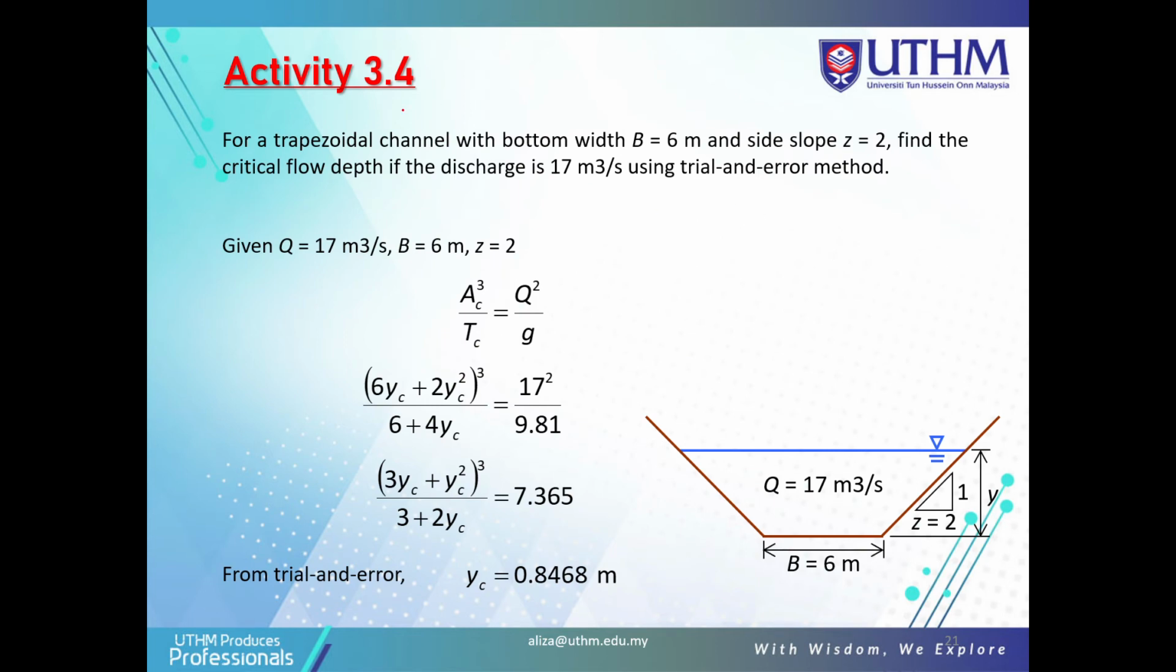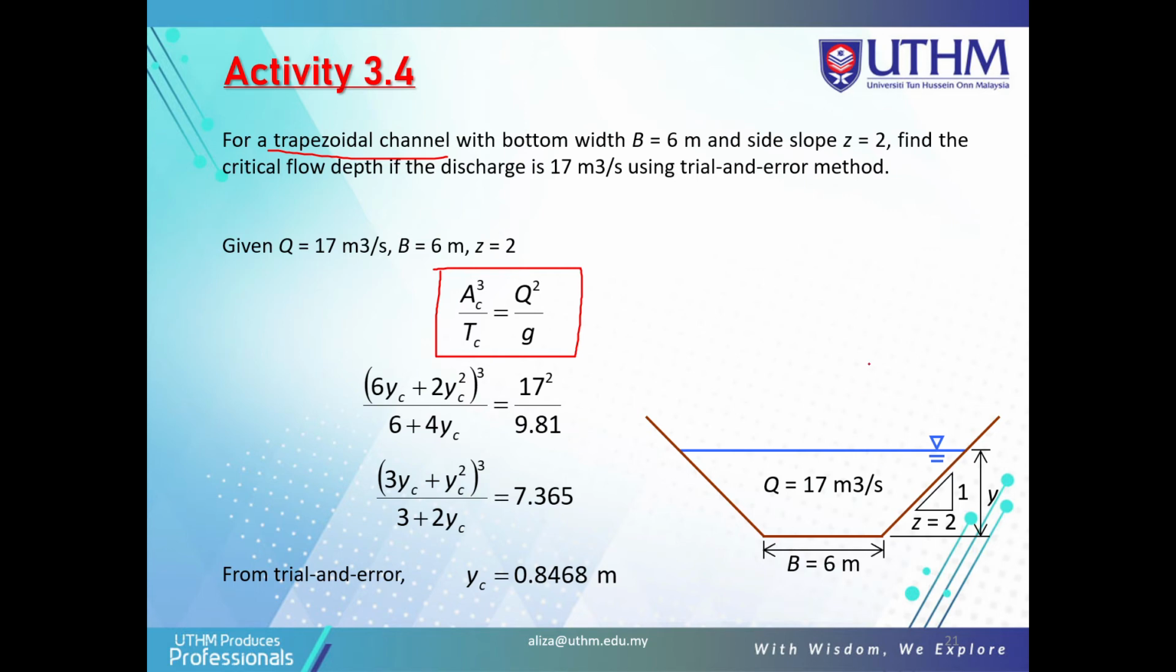Okay, for activity 3.4 here, this is a trapezoidal channel. So using the trapezoidal channel, we use the formula for the all section. This is the data here: Q is 17 meter cube per second, B is 6 meter and Z is 2. Okay, Z is 2.